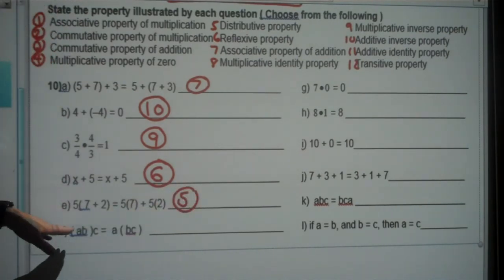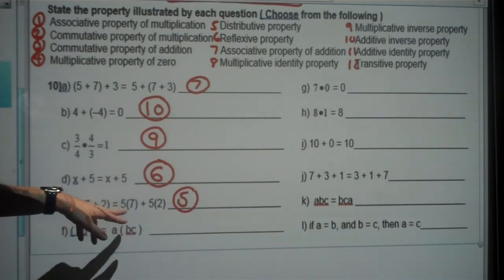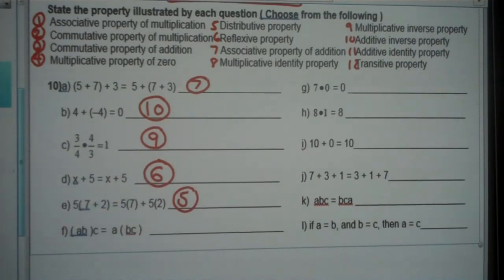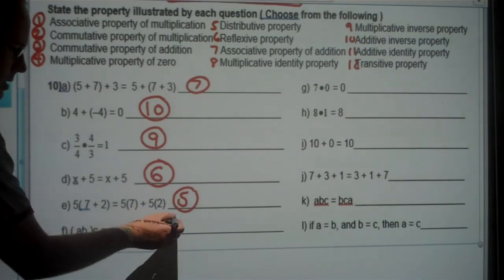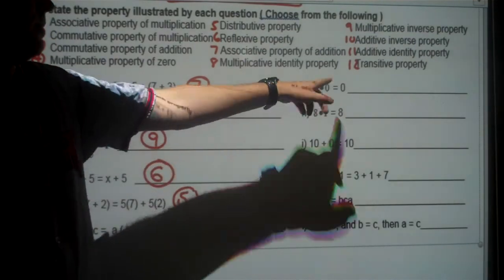Part F, we got ABC, ABC, so it's the same order, so it's like this one up here, so it's the associative property again. The only thing that changed is what we grouped. Here we grouped A and B, here we grouped B and C, so it's associative on multiplication, which is number 1. G, also another fairly easy one.